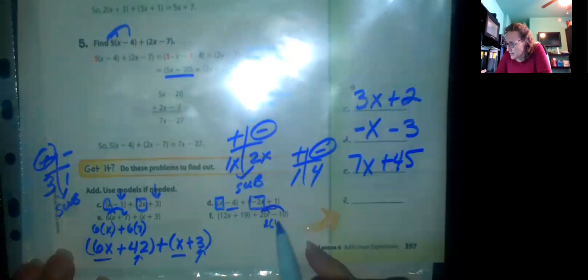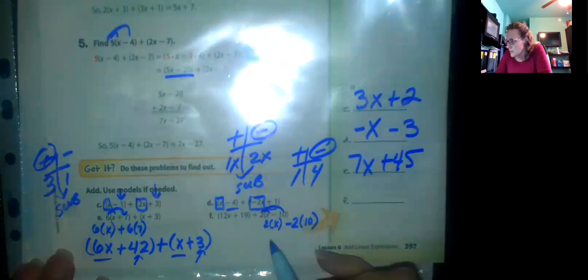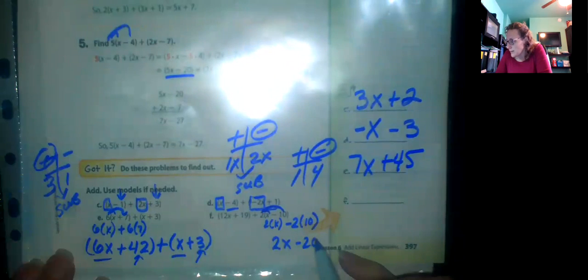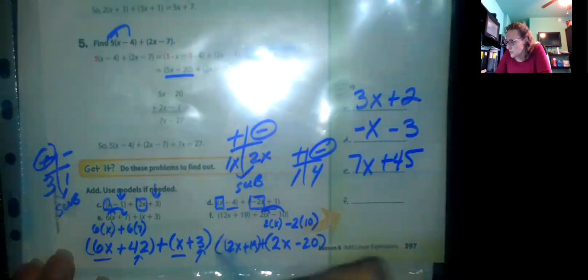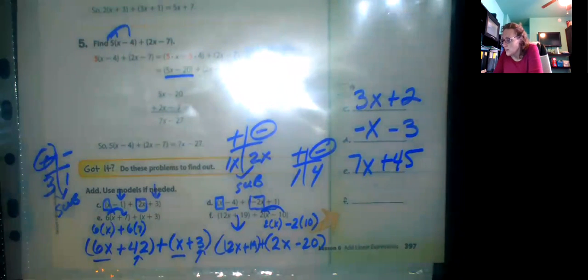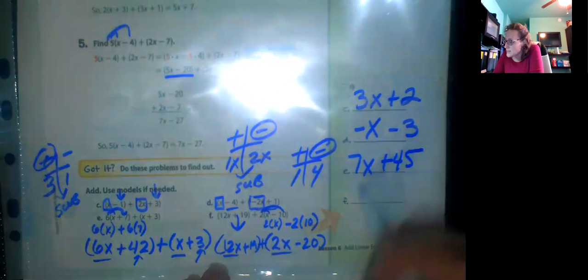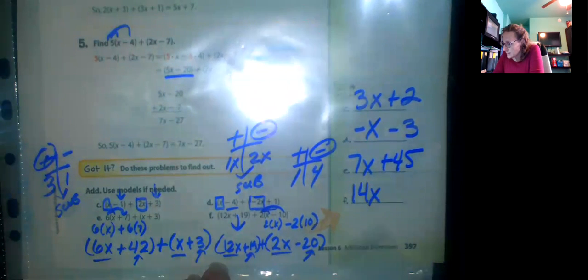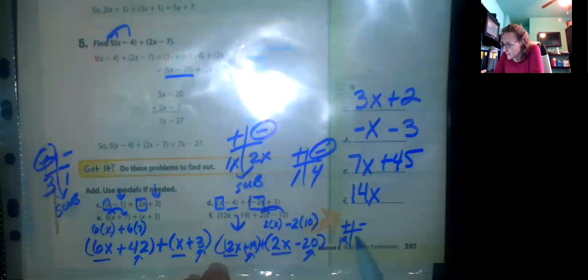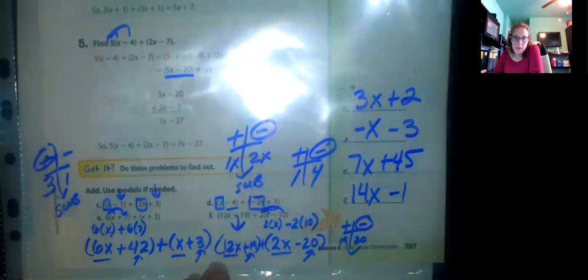So 2 times x minus 2 times 10. So we get 2x minus 20. We have the 12x plus 19 just coming straight down here. All right, so we have a 12x and a 2x that gives us 14x. And then we have a 19 and a -20. Subtract, and we get a -1. Okay, should be pretty simple. As long as you watch the last video as well, you should be okay.